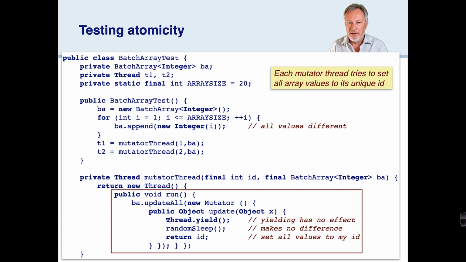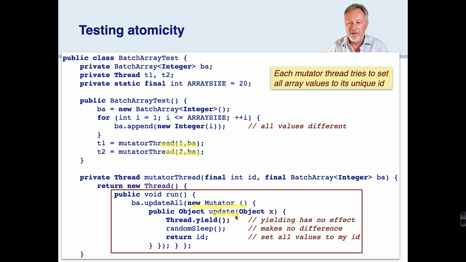Here we have a batch array test, and we have two mutator threads for an expandable array of size 20. Actually, the batch array, the extended version of our expandable array. And one mutator thread tries to set all the values to 1, and the other one tries to set all the values to 2. You see them here, setting to 1 or setting to 2 on the batch array. Here's the mutator thread. It's defined with the help of an anonymous inner class. So we create a new mutator with an update method.